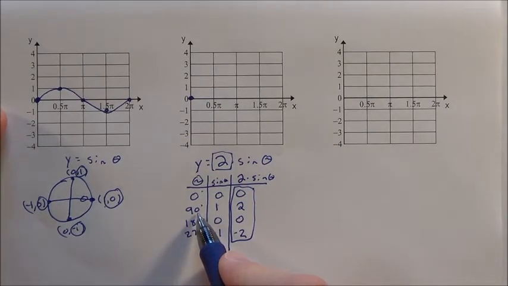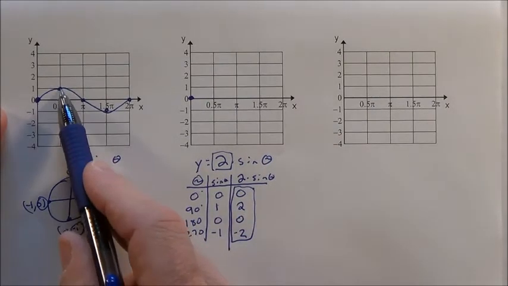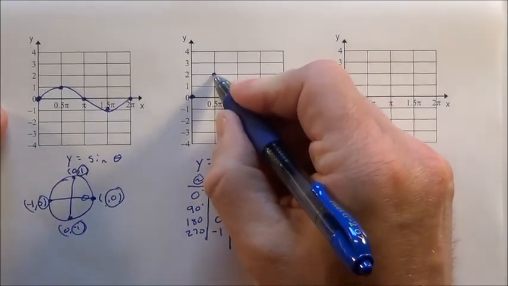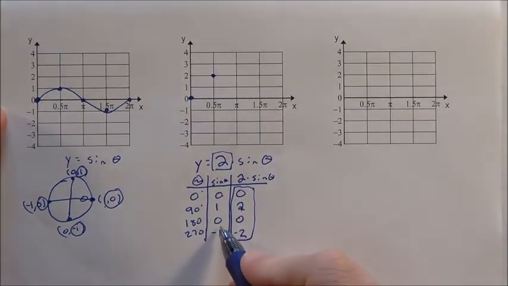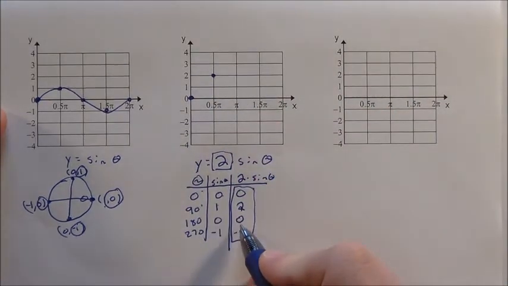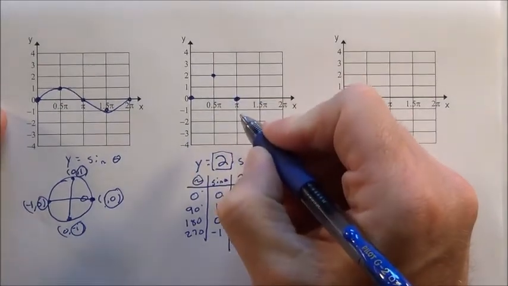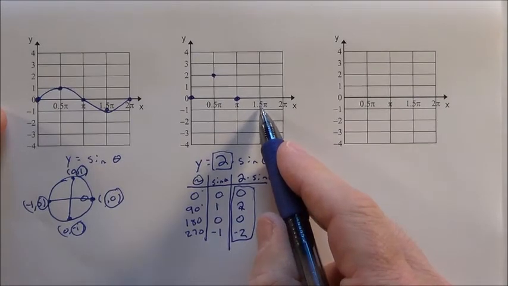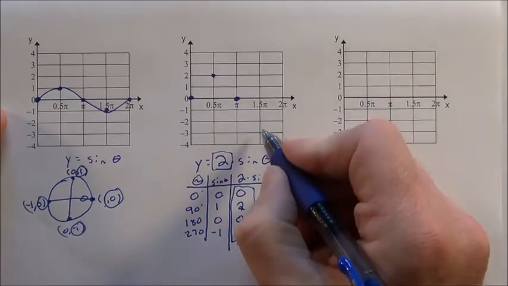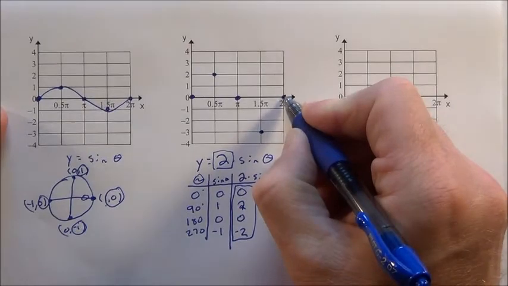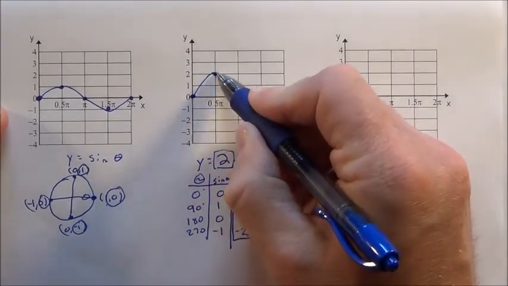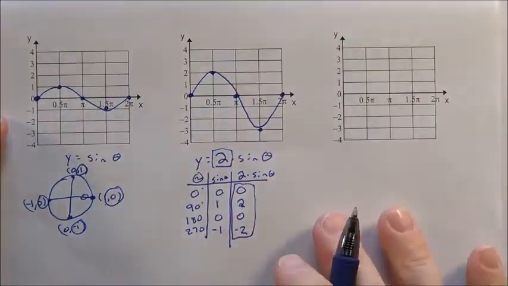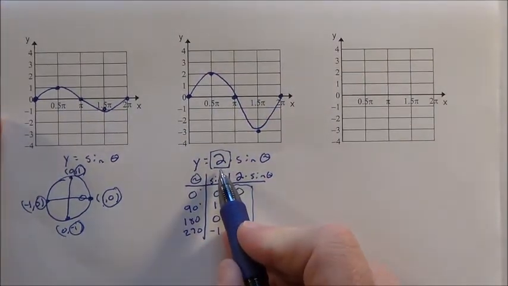At 90 degrees, or pi over 2, where it was at 1, it now goes up to 2. So instead of being here at 1, it goes up. Here at 180 degrees, or pi radians, it comes back to 0. And when it's at 270, or 3 pi over 2, we're at negative 2. And then it's back again at 0. So what happens is it stretches that up. It's called the amplitude.